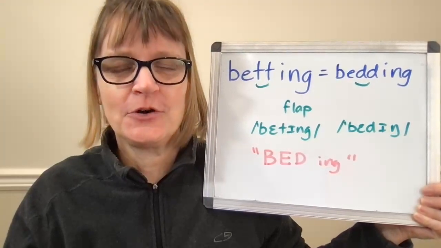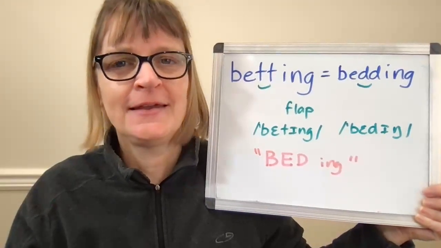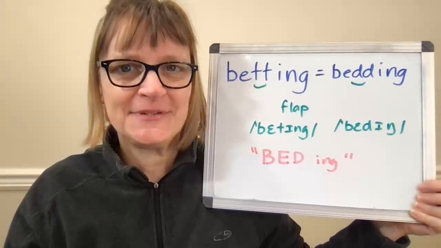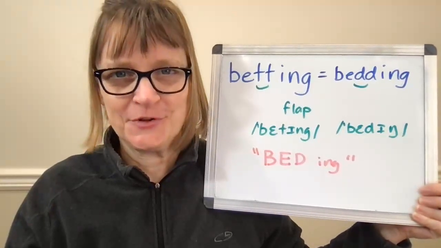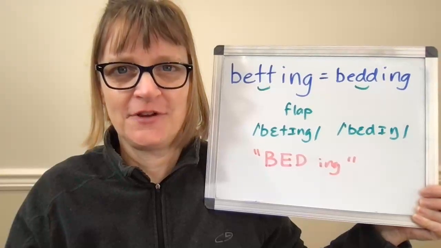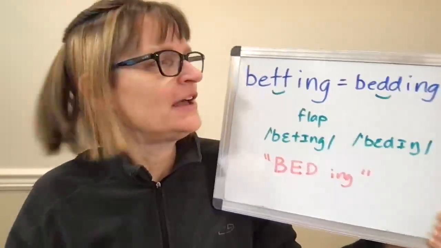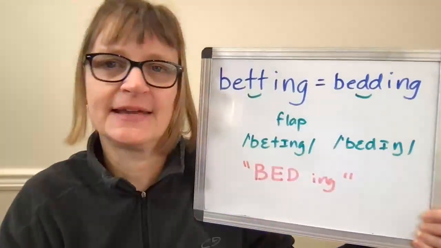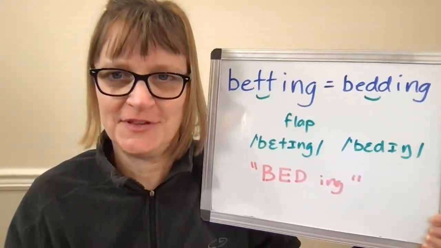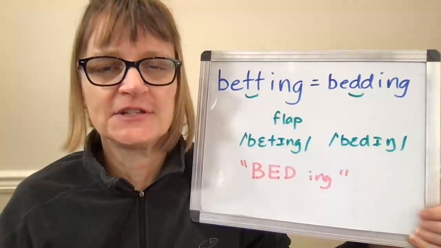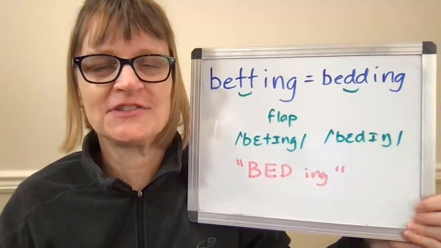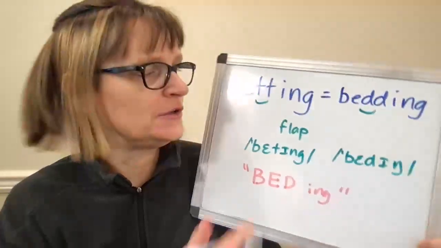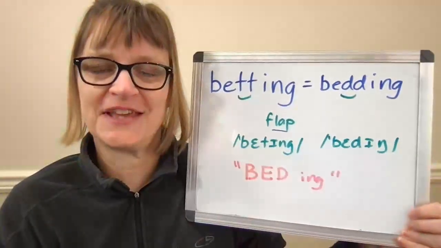In this video, we'll look at the words betting and bedding. We'll talk about flap T and flap D and help you to pronounce these words smoothly and easily in your everyday speech. So you may have already noticed that when I said betting and bedding, you can't hear any difference between these two words. That's because a typical pattern for American English is that when we have a T or D in the middle of a word, we often use a flap to say that sound.